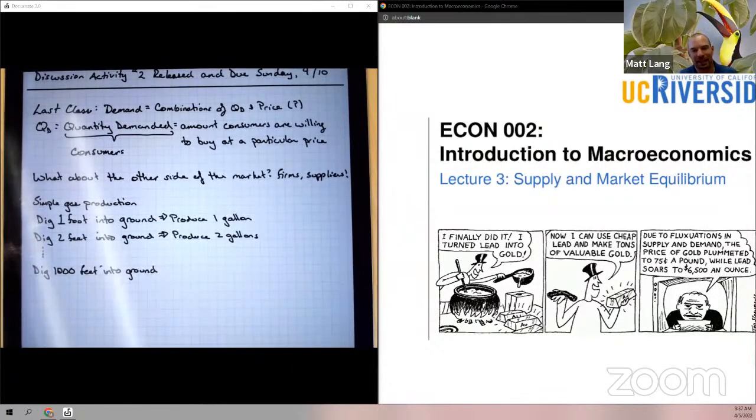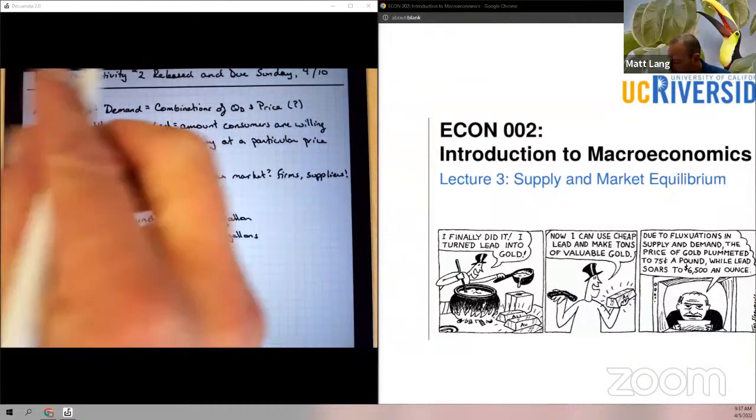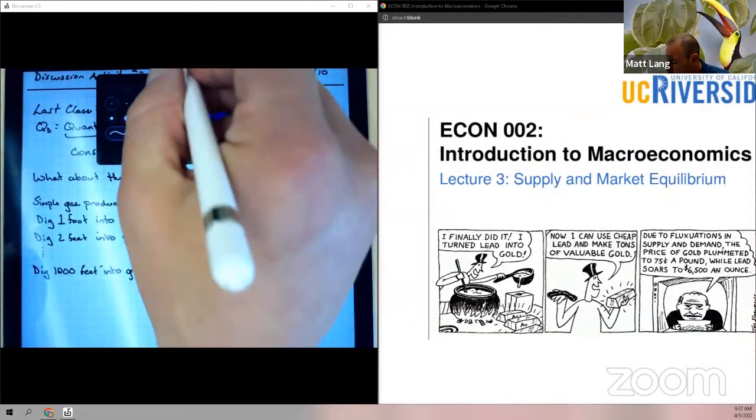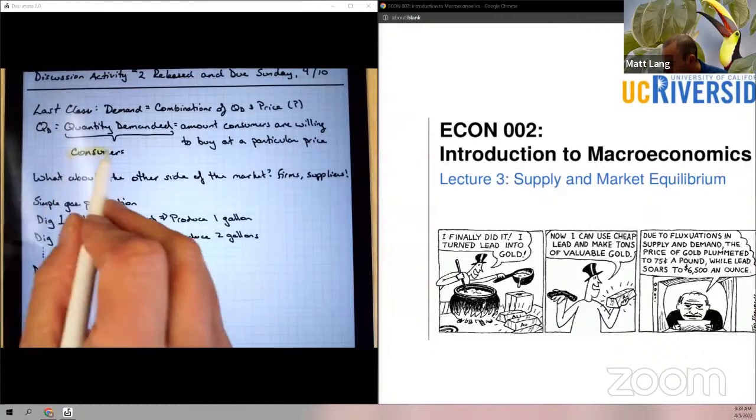Okay, so again, quantity demanded and demand can often be confused. You might wonder, wait, what's the difference? I think a clean way to think about this is that quantity demanded is that point on a curve. It's a particular amount that's bought at a particular price, or that consumers are willing to buy at a particular price. That's different from the demand curve, which is all those combinations. In either case, what we're really highlighting is consumer behavior.